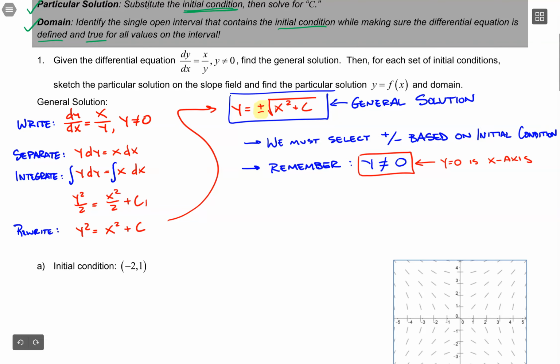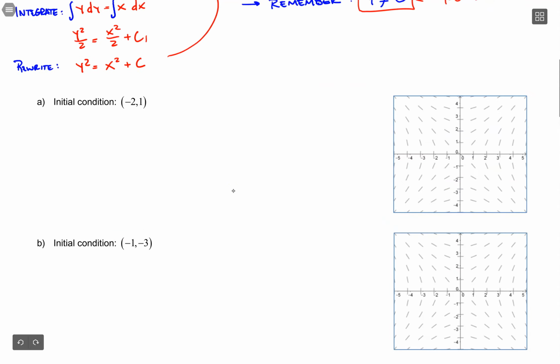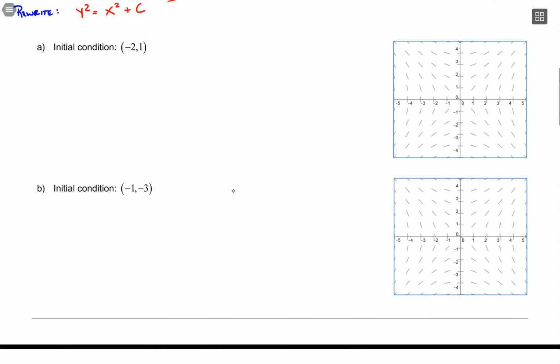Okay, now let's go ahead. We're done with the general solution. Let's jump down here and find particular solutions through a couple points. First initial condition here we have is (-2, 1).